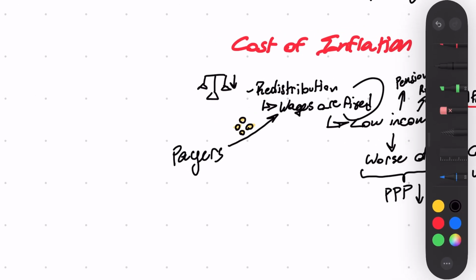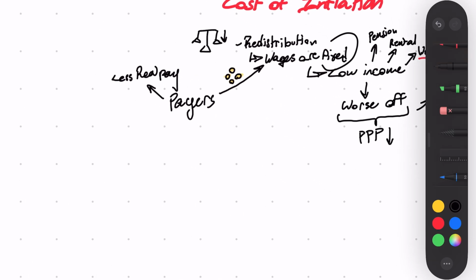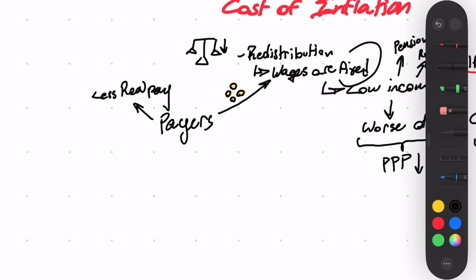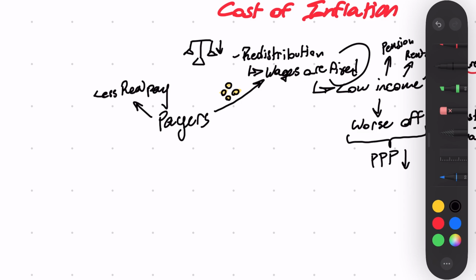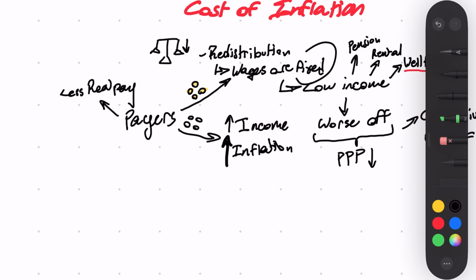Because what they end up doing is that they actually end up paying less in real terms. Okay? Where typically they'll have to pay less as well if, as I stated before, the income increases by a small amount, but inflation increases by a much larger amount, right? And this leads the payers to be better off within this scenario.